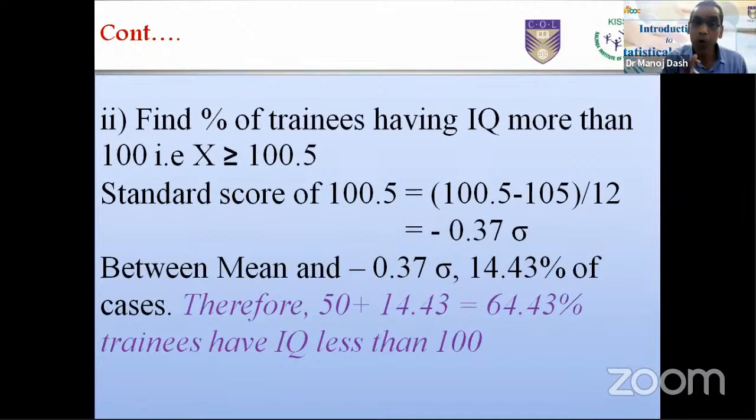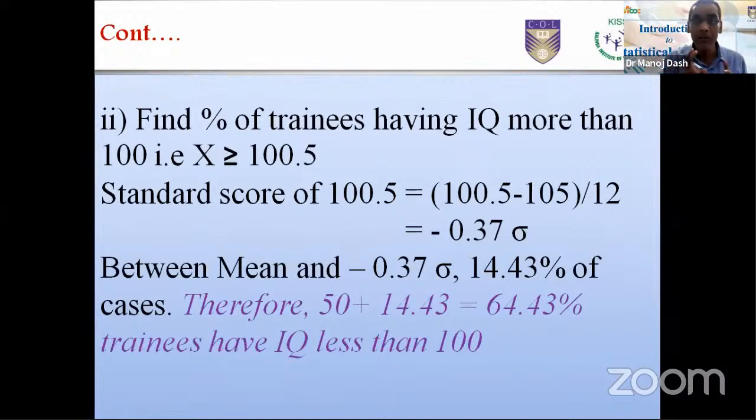So what is the question asked? More than 100. Please remember, between the mean and minus 0.37, this is the percentage of the cases. So how many cases are there more than that? 50 plus, because 50% is already there, 50 plus 14.43. So it comes to 64.43% of the trainees have IQ. Sorry, it is not less than, it is more than 100. This is a typing error. Kindly read more than 100, means 100.5 or more.